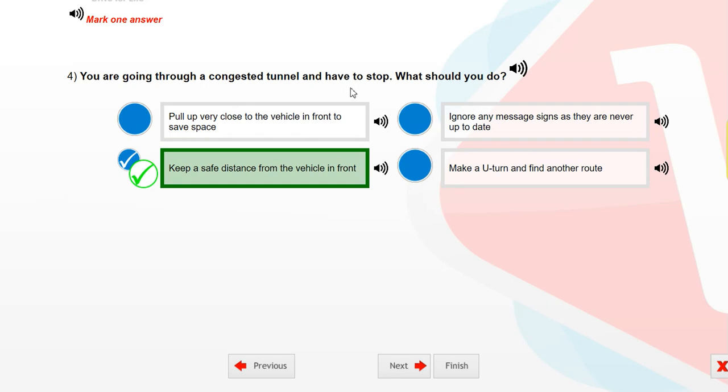You are going through a congested tunnel and have to stop. What should you do?